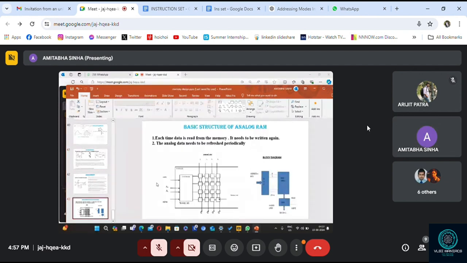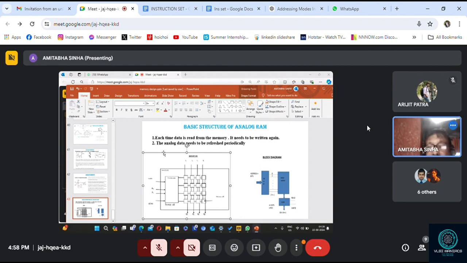So now, if your location is a 24-bit address, that means your decoder size will be more complex, and the rest of the circuits are the same. And in that way, analog data are stored. So it consists of a sample and hold circuit at the top, which is not required for digital RAM, but here it is required.